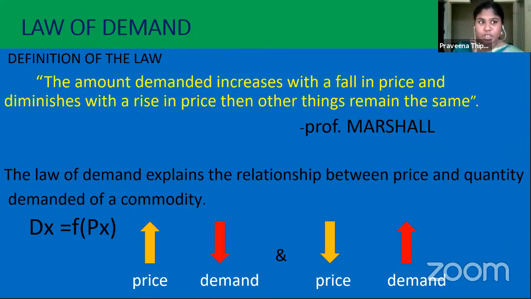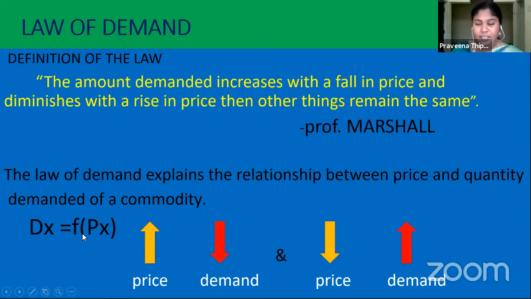So we have a definition for this law, children. See, the amount demanded increases with a fall in price and diminishes with a rise in price, other things remaining the same. This definition is given by Professor Marshall. So it means that this law explains the relationship between the price and the quantity demanded of a commodity. So the equation for this law of demand is Dx is equal to f of Px.